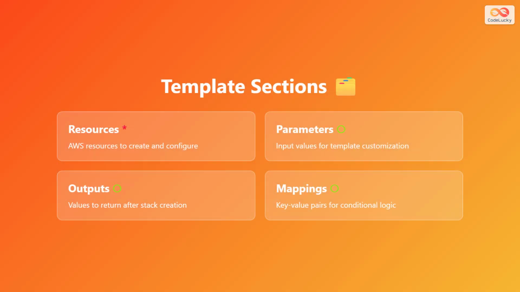CloudFormation templates consist of several sections. The resources section is required and must contain at least one resource definition. This is where you specify what Amazon Web Services to create. Parameters are optional and allow you to input custom values when creating or updating stacks, making templates more flexible and reusable. Outputs, also optional, let you export values from your stack that can be used by other stacks or displayed after deployment. Mappings provide key-value pairs that enable conditional logic, allowing you to use different values based on conditions like region or environment.